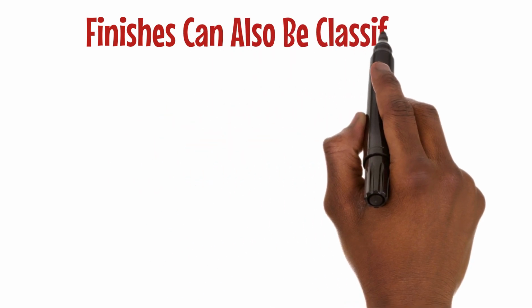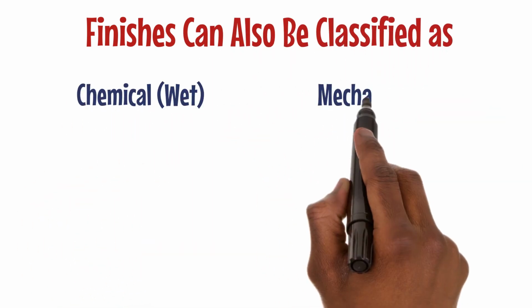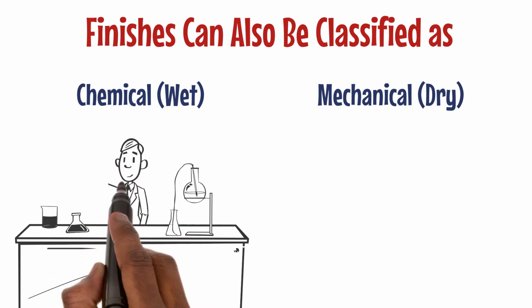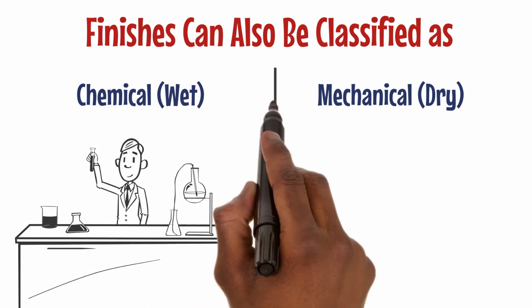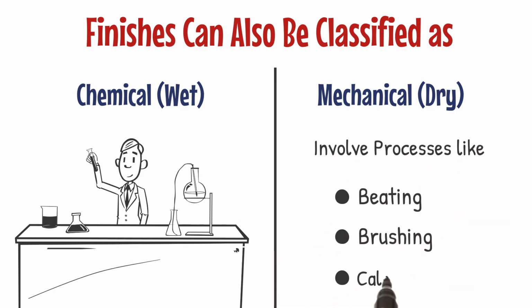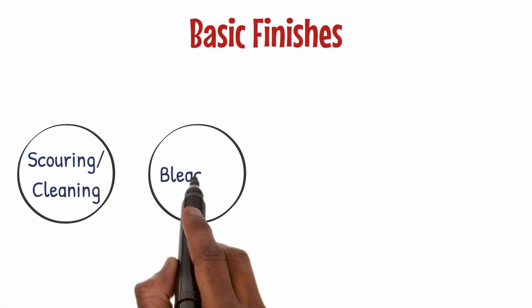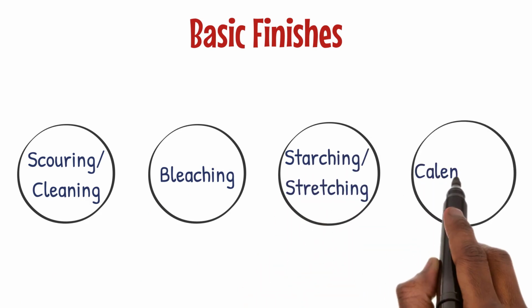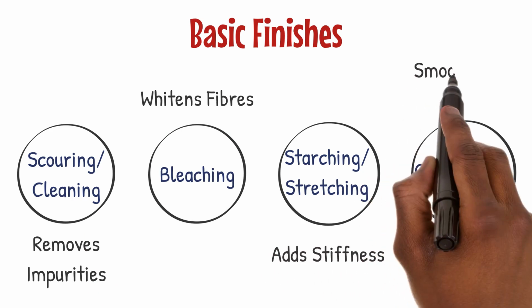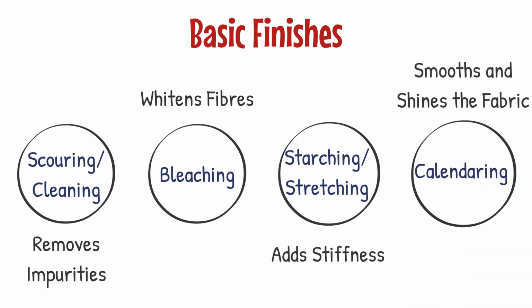Finishes can also be classified as chemical, wet, or mechanical, dry. Chemical finishes modify the fabric's properties through chemical treatments, while mechanical finishes involve processes like beating, brushing, and calendering. Moving on to basic finishes, these include scarring, cleaning, bleaching, starching, stretching, and calendering. Scarring removes impurities, bleaching whitens fibers, starching adds stiffness, and calendering smooths and shines the fabric.